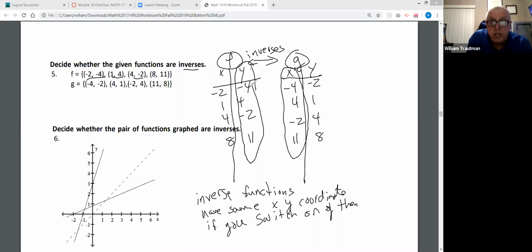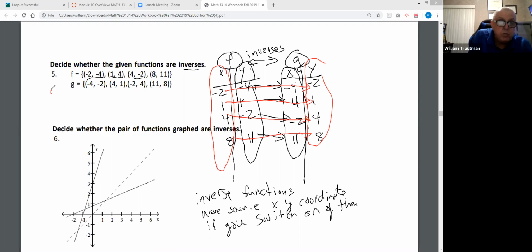Look here, y, we have -4. There's a -4 for x. We have 4 and 4, -2 and -2, 11 and 11. So the y of one function equals the x of the other. Now try it the other way around. I'm going to switch colors. The x of one function should equal the y of the other. -2 and -2, 1 and 1, 4 and 4, and 8 and 8.